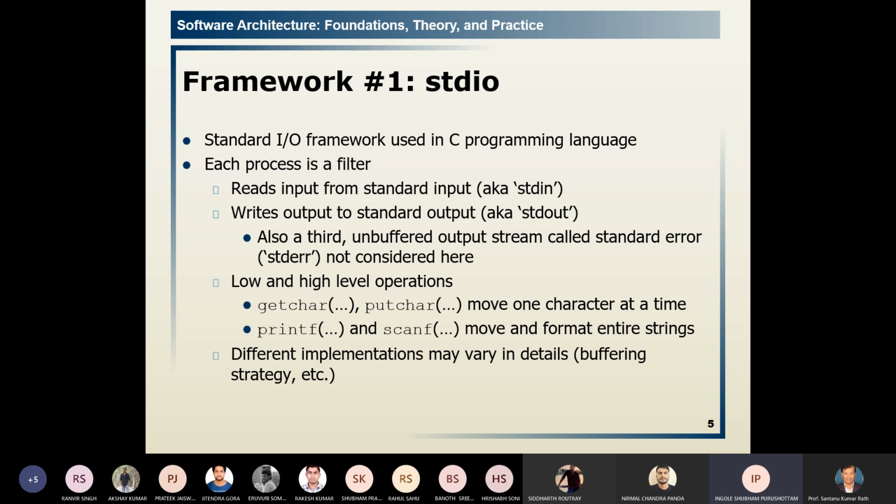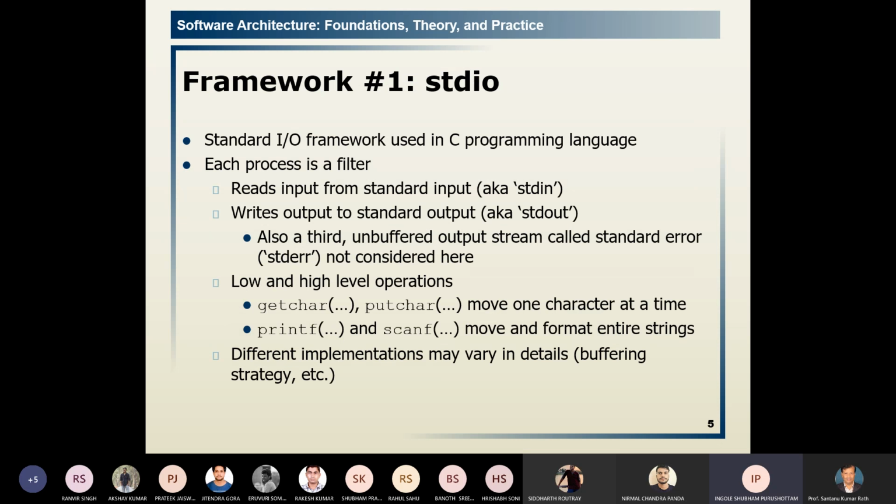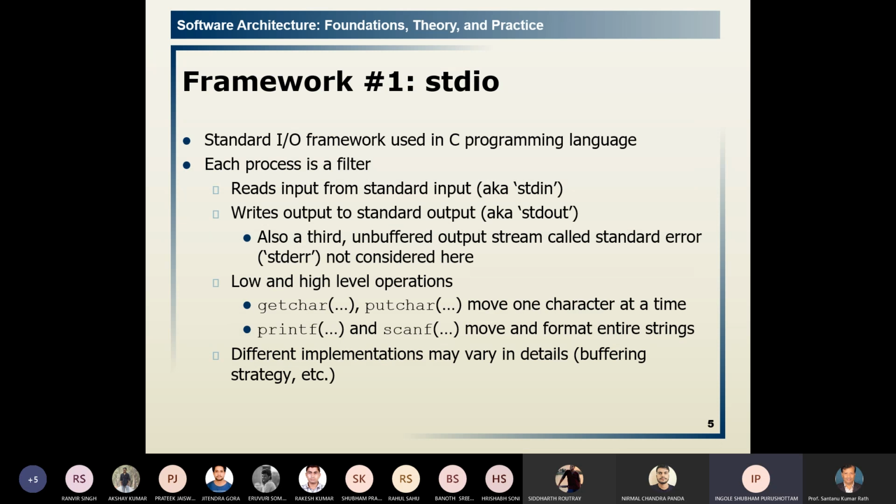Low and high level operations. The operations available are get character and put character, which move one character at a time, and printf and scanf, which move and format entire strings. So we have processes, standard input, standard output, and some high level and low level operations. In low level operations, with get character and put character, only one character will move at a time from here to here. In high level, like printf and scanf, the entire string, entire characters, will move from one to another. Different implementations may vary in details. That is the standard input output framework.